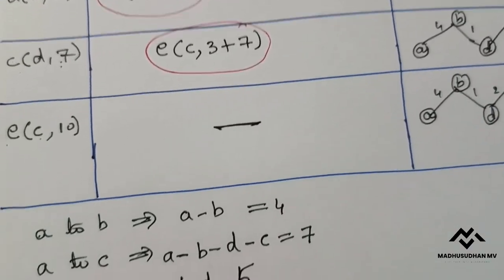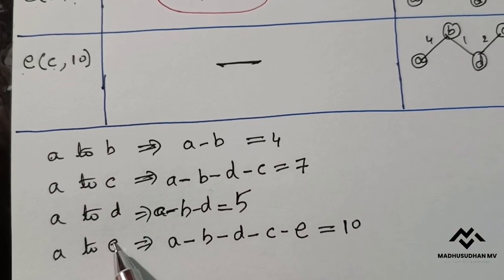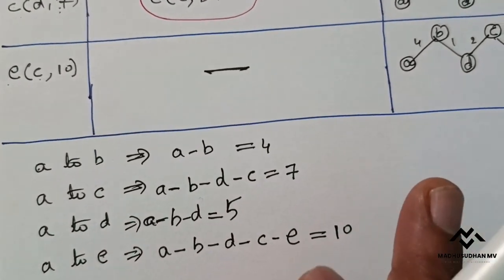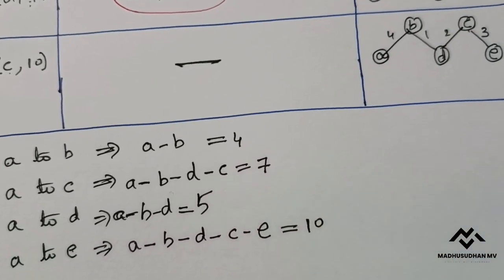See, thus I found the shortest distance from the source vertex A to all of the remaining vertices. We found the shortest path and its shortest distance. So this is how Dijkstra's algorithm works. Now let us write the algorithm for this.